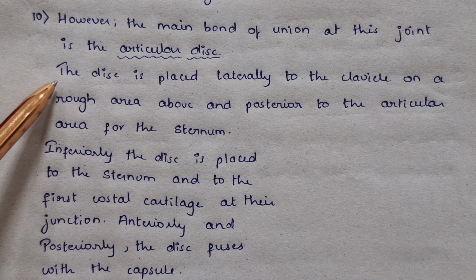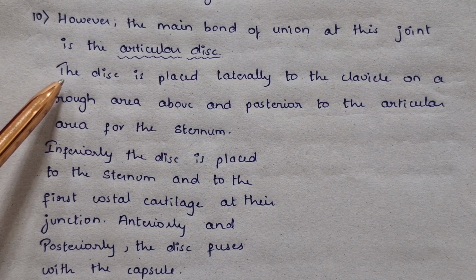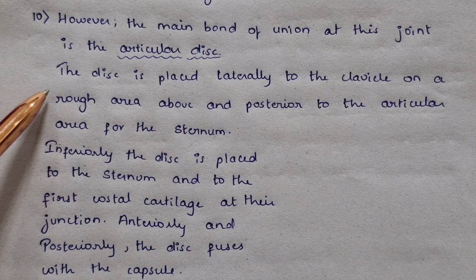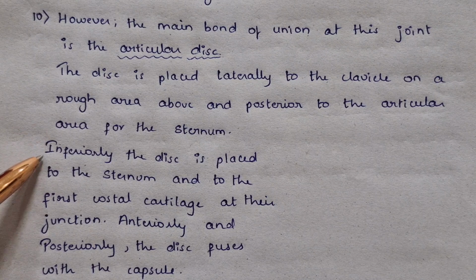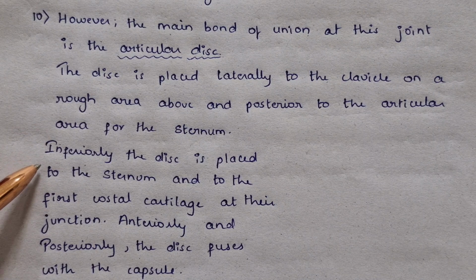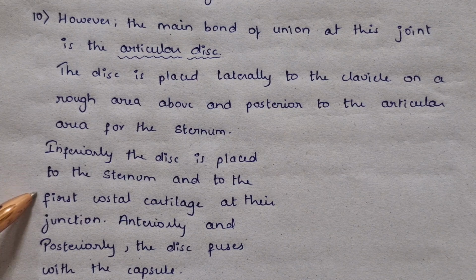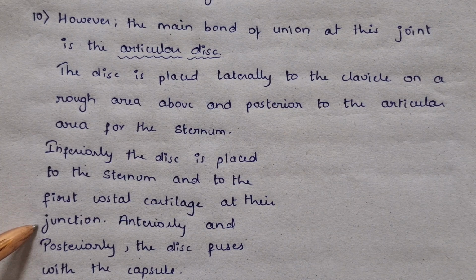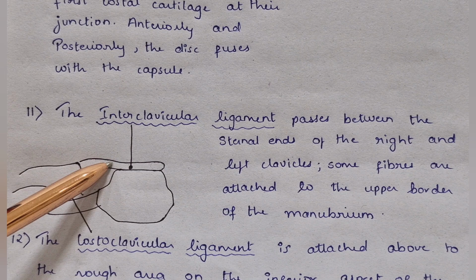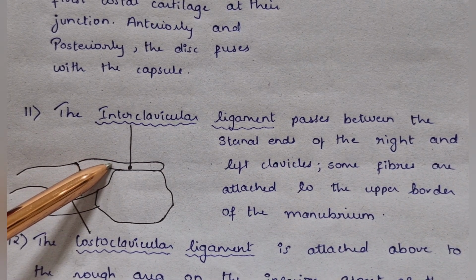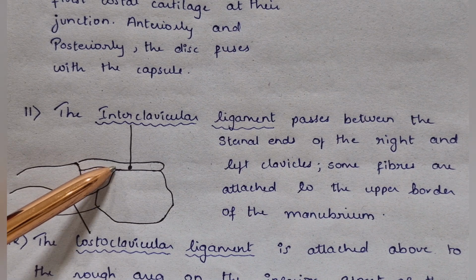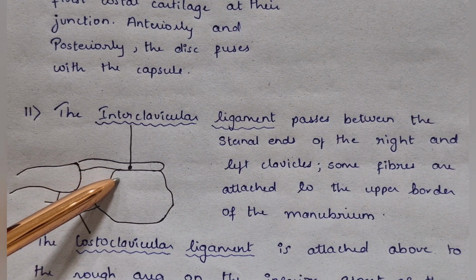The disc is placed laterally to the clavicle, on a rough area, above and posterior to the articular area for the sternum. Inferiorly, the disc is attached to the sternum and to the first costal cartilage at their junction. Anteriorly and posteriorly, the articular disc fuses with the capsule. The interclavicular ligament passes between the sternal ends of the right and the left clavicles. Some fibers are attached to the upper border of the manubrium.